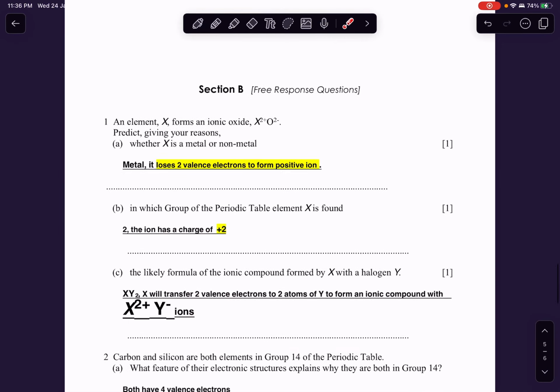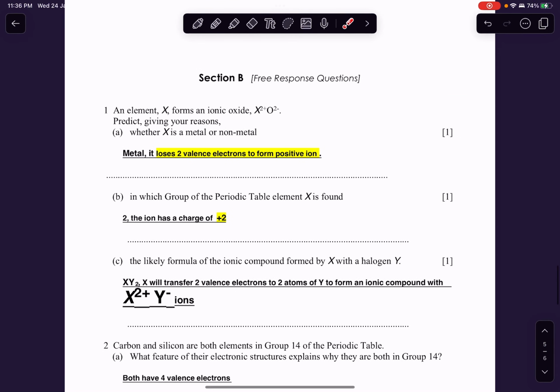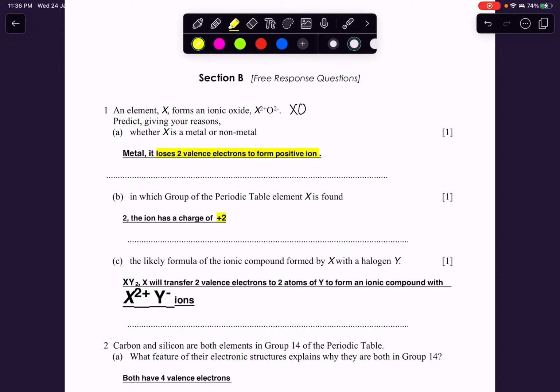Next, section B. Element X forms an ionic oxide, X2+ O2-. Actually the formula is just XO. Please read the question. They said predict, giving your reason. If you don't read during the exam, you're going to forfeit marks like that. Predict whether it's a metal or non-metal. You can say that it's a metal. Why? Because it loses 2 valence electrons to form a positive ion.